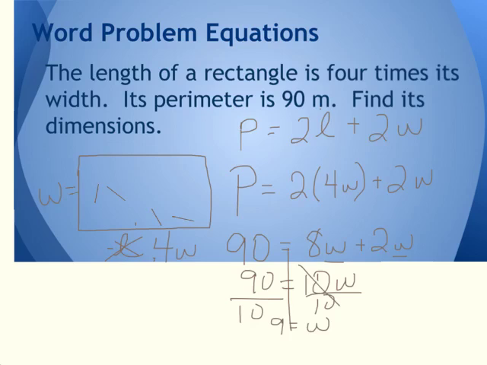So we used the perimeter of a rectangle formula. We used the information that the problem gave us. Length is 4 times the width. The perimeter is 90. Set up an equation, combined like terms, and solve for the width. We got 9 for the width, and we used that to find the length of 36.